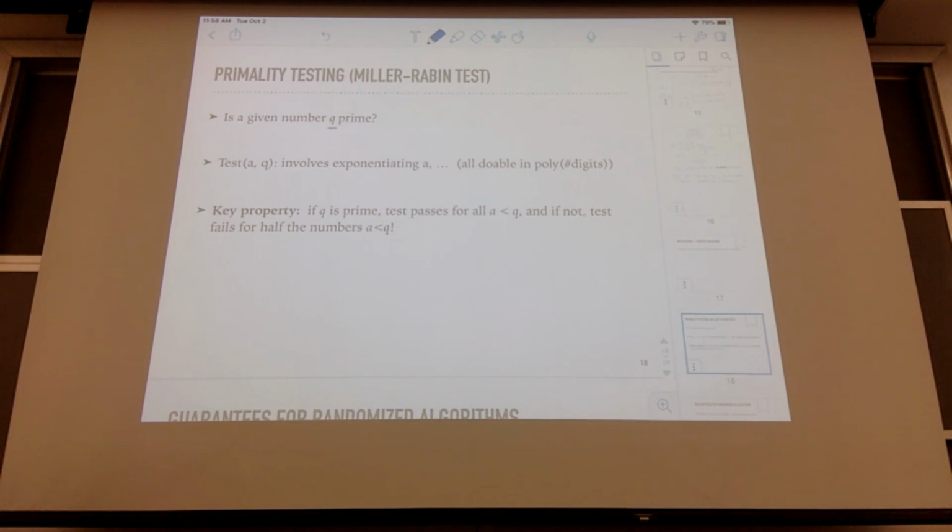As usual in this case, like we had with integer multiplication, we assume that q has n digits, q1, q2, ..., qn, and your running time should be polynomial in n. Assume that these qi's are binary, so you have a binary representation of this number, and you want to test if this number is prime or not. You want poly(n).